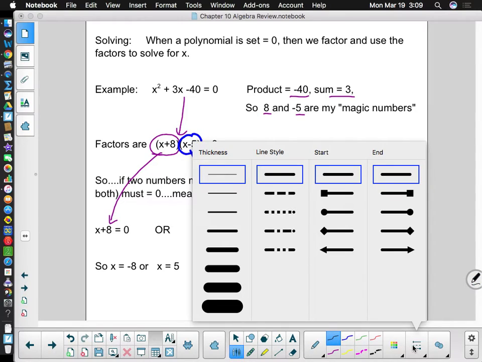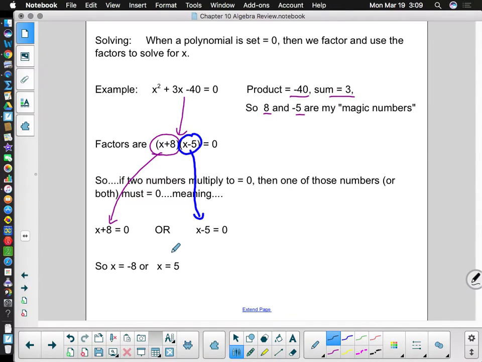So we solve those little mini equations, which is pretty obvious. Subtract 8 from both sides, x equals negative 8. Add 5 to both sides, x equals positive 5. So we get our solutions. And you notice our solutions are the inverses of our magic numbers. My magic numbers were 8 and negative 5. The solutions are negative 8 and 5. Now, this works pretty consistently, as long as I don't have a number in front of the x squared. If I have a number in front of the x squared, it gets a lot more complicated. We're keeping it fairly simple today. No number in front of the x squared.